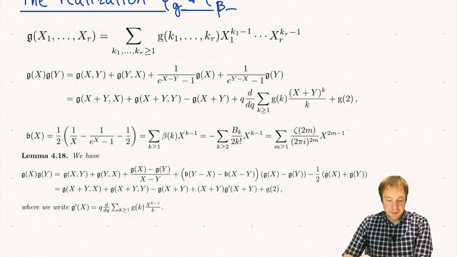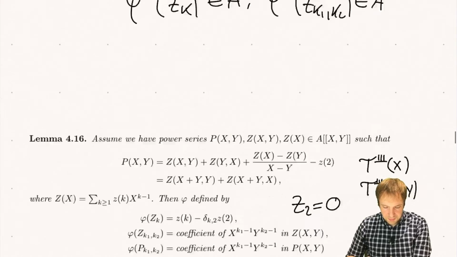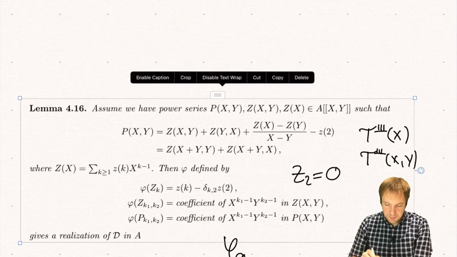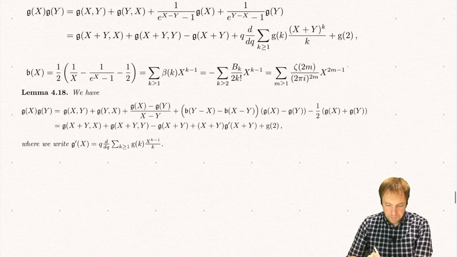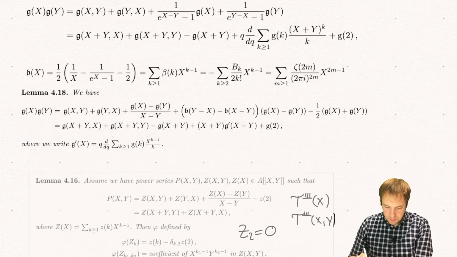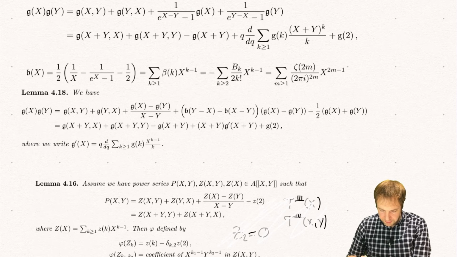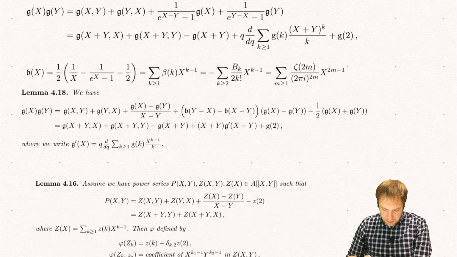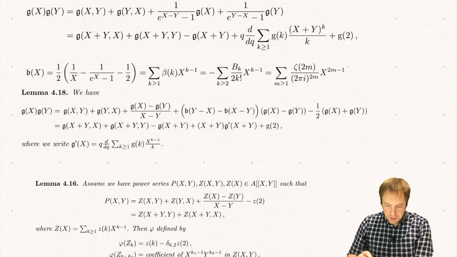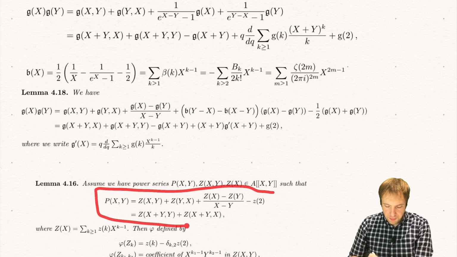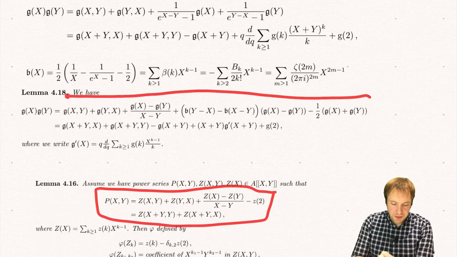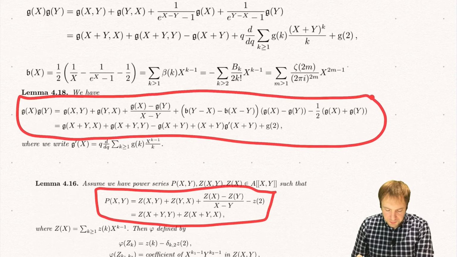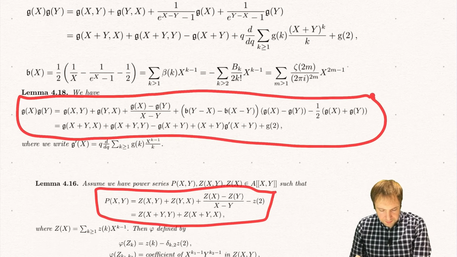And maybe I could take the lemma down here. So let me copy this lemma. Maybe erase this. So the goal is to get something which satisfies this equation, and what we have now is something which satisfies this equation.